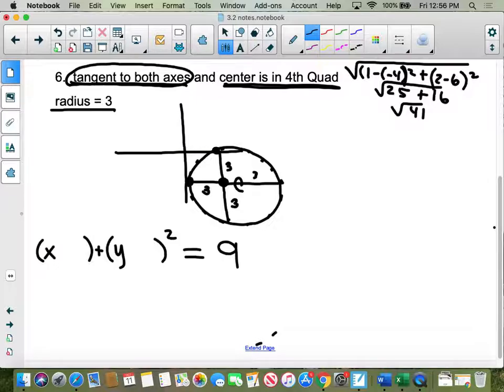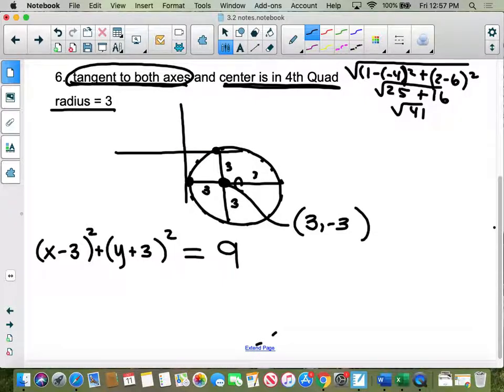If it touches the x-axis at 3, it touches the y-axis at also 3. How would you say that point right there? 3, negative 3. So your x is positive 3 and your y is going to be negative 3. So you go to the right 3, down 3. Don't forget your what on the test? The squares. Okay, that's it for that part.